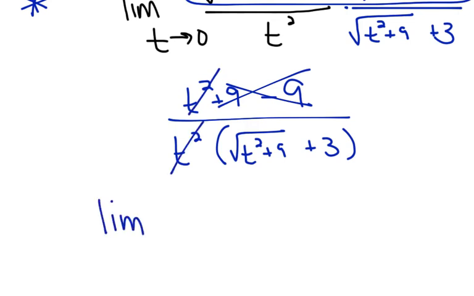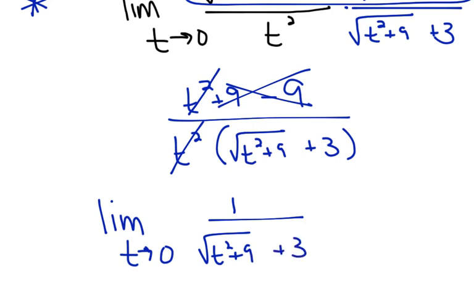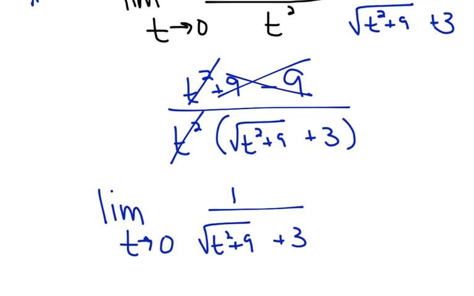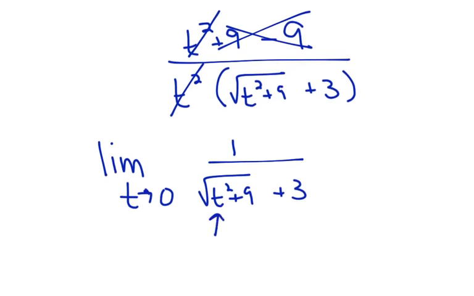So now you're left with the limit as t approaches 0 of 1 over the square root of t squared plus 9 plus 3. Now when I plug 0 in here, I'm not going to get undefined. Because when I plug in 0 for t, that just becomes the square root of 9, which is 3, and I get 1 over 3 plus 3, which is 1 over 6.